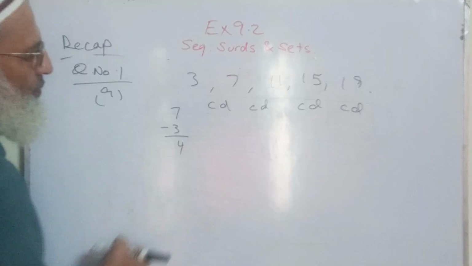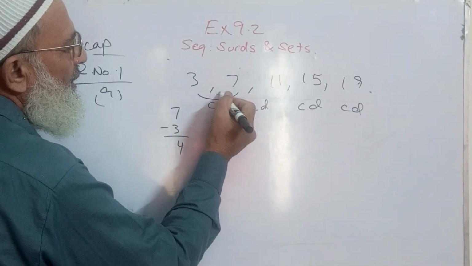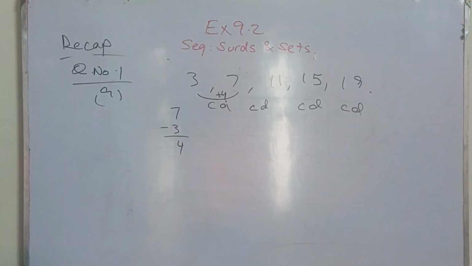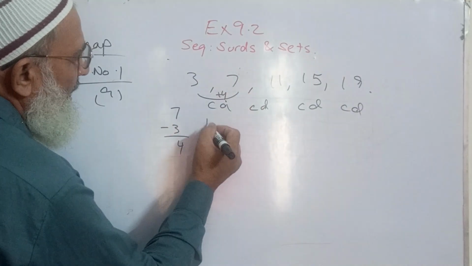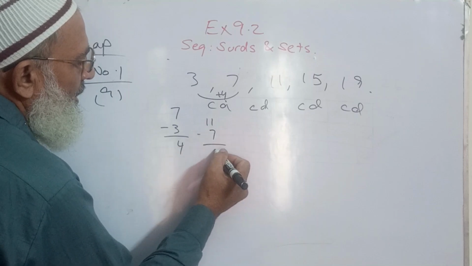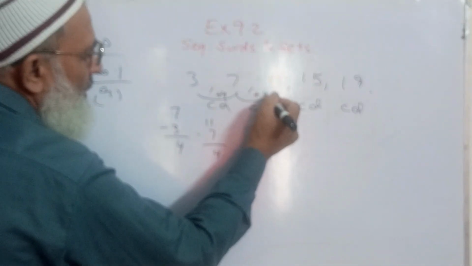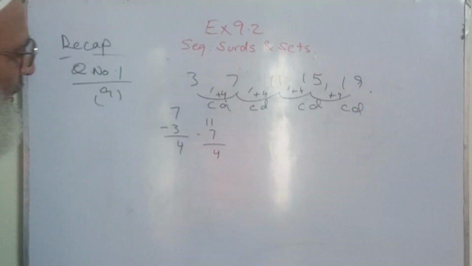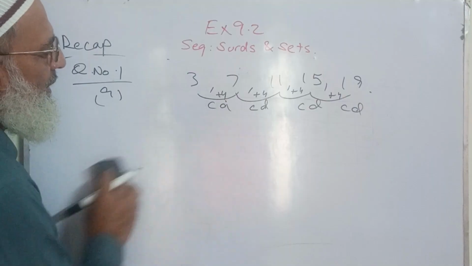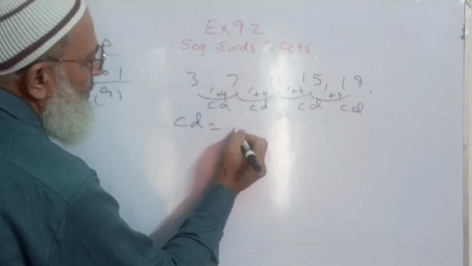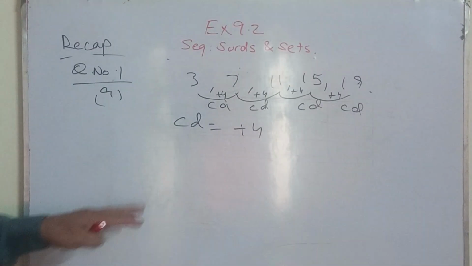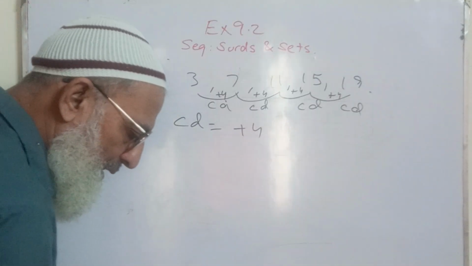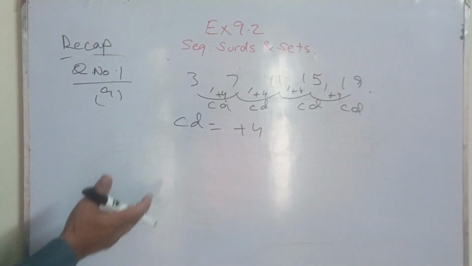So from here to here it is plus 4. And what about this? 11 minus 7 is again 4, so it is plus 4. And again plus 4, and again plus 4. So our CD, the common difference, is plus 4 in this case. Now we have to find the next three terms.